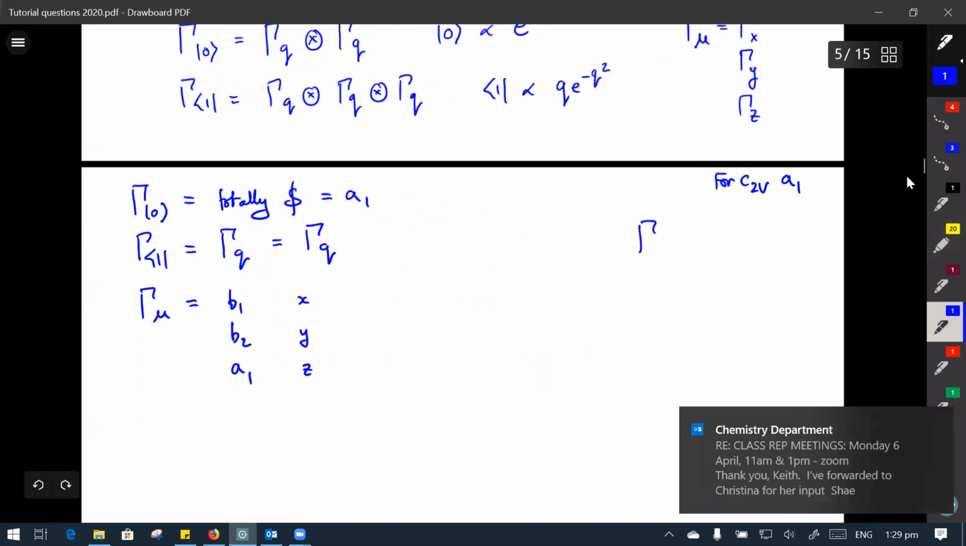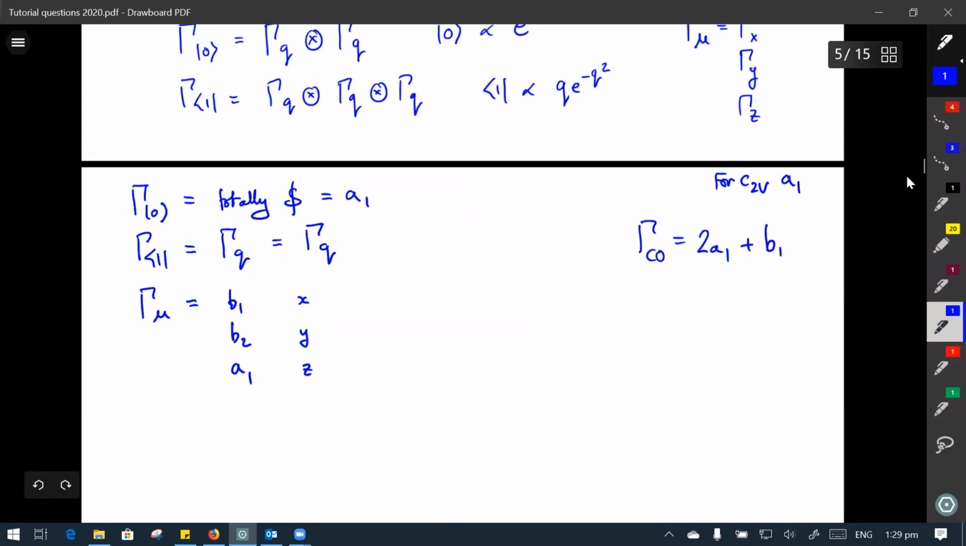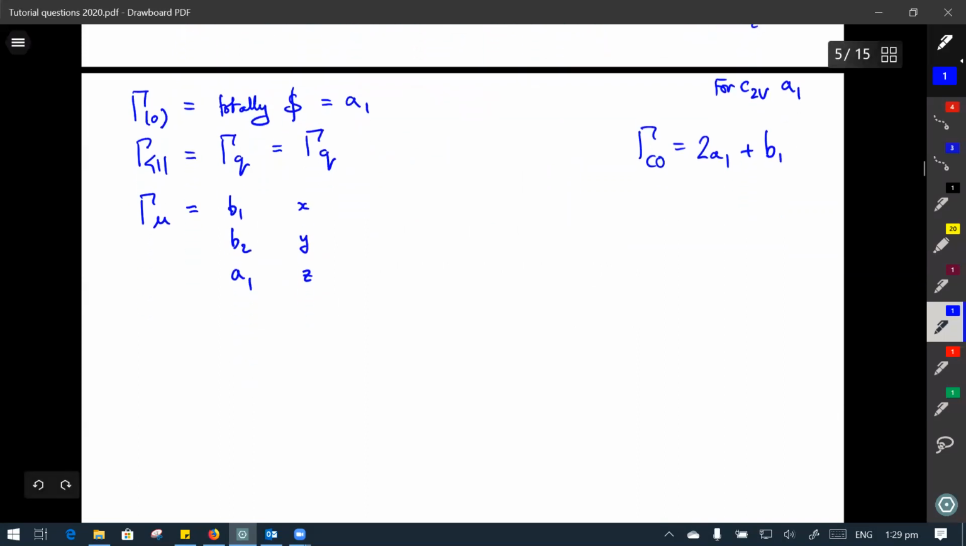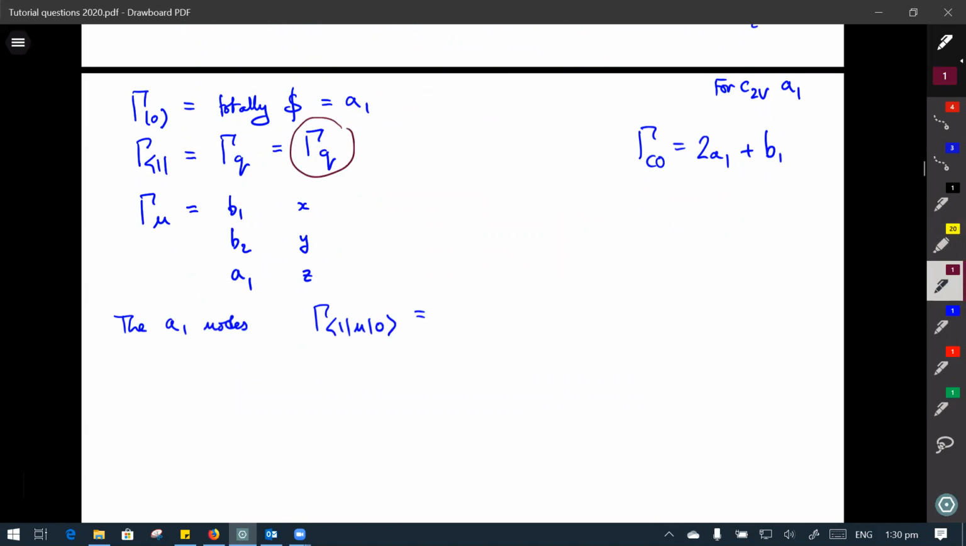The symmetry of the vibrations was equal to 2A1 and B1. Let's look at what we've got here. If we think about the A1 modes, their symmetry for the transition moment integral, 1, mu, 0, you would write like this. For the 1, it's just the symmetry of Q, which for an A1 mode is going to be A1.